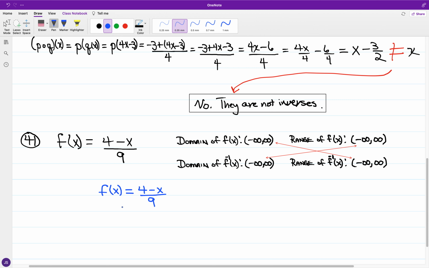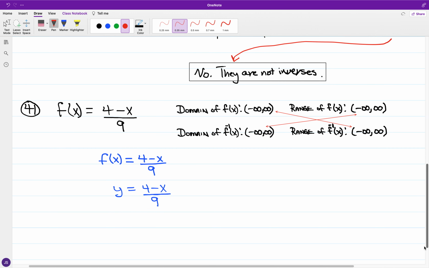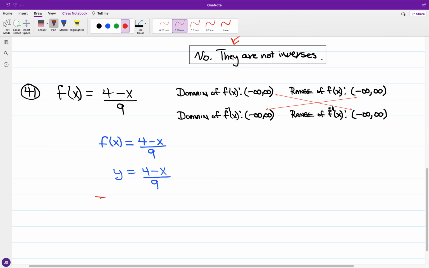again, just setting the stage for the determination of the inverse. So f of x, again, that is a functional notation for what we have here with y is equal to 4 minus x over 9. And then, once again, just setting things up in the determination of the inverse.